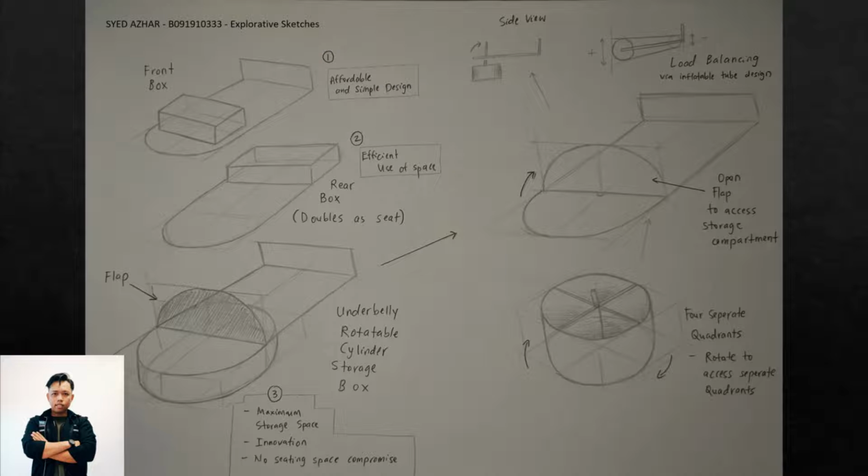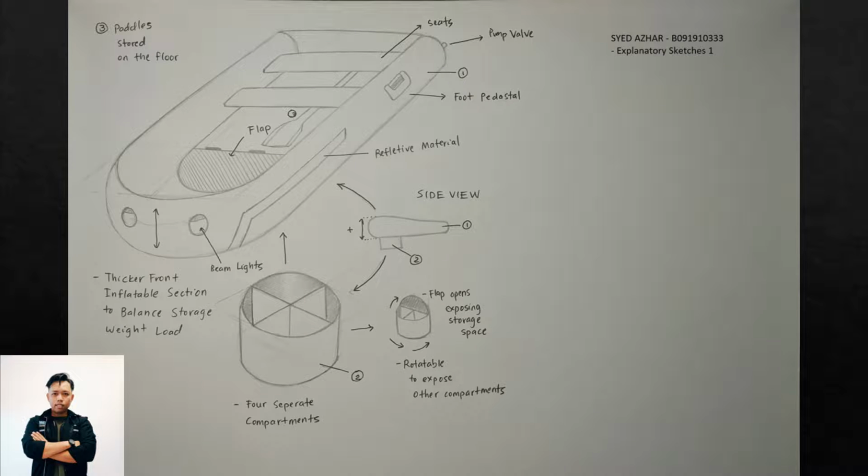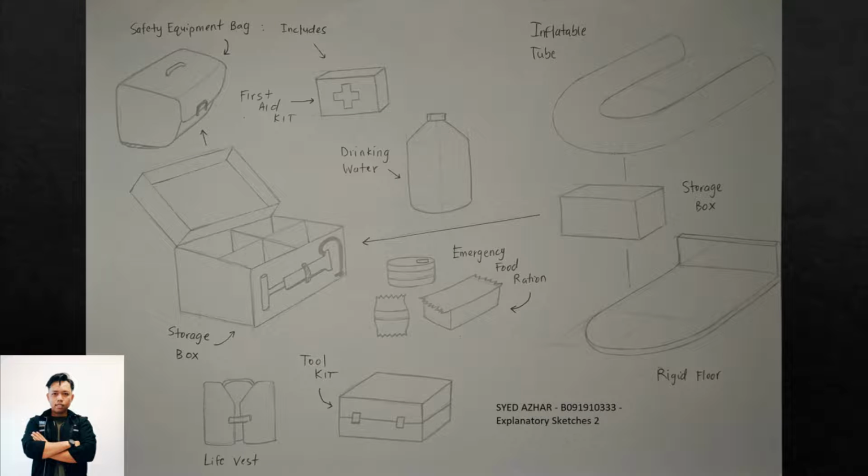The first option is an affordable and simple design, and option 2 is efficient use of space, and also an underbelly rotation cylinder storage box. It's maximum storage space, innovation, and no sitting space compromise. At the outside of the board, there will be a pedal, seat, valve pump, foot pedestal, reflective material, and it's made from a thicker front inflatable box to balance the storage weight load. There will be 4 separated compartments, rotatable to expose the other compartment.